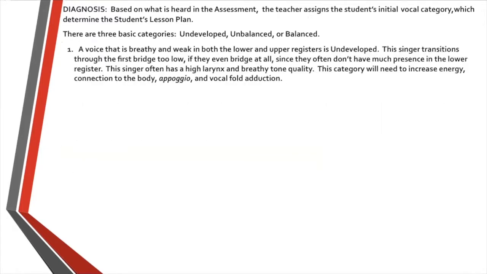Diagnosis. Based on what is heard in the assessment, the teacher assigns the student's initial vocal category, which will determine the student's lesson plan. There are 3 basic categories: undeveloped, unbalanced, and balanced. A voice that is breathy and weak in both the lower and upper registers is undeveloped. This singer transitions through the first bridge too low, if they even bridge at all, since they often don't have much presence in the lower register. This singer often has a high larynx and a breathy tone quality. This category singer will need to increase energy, connection to the body, appoggio, and vocal fold adduction.